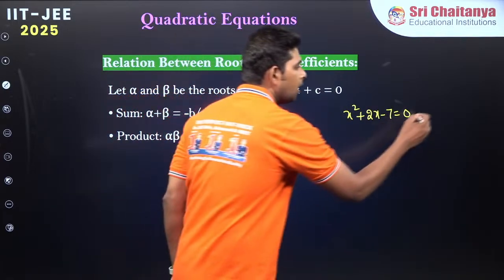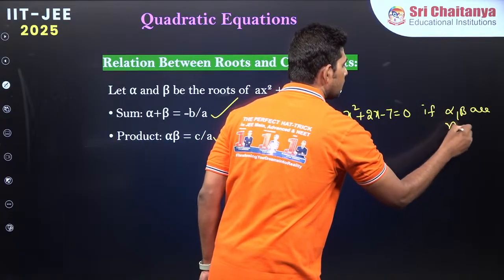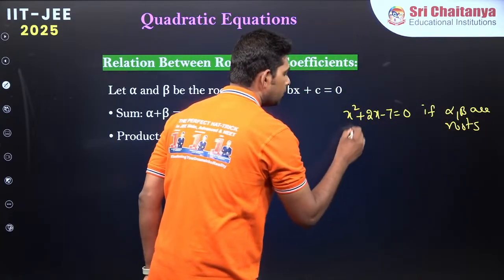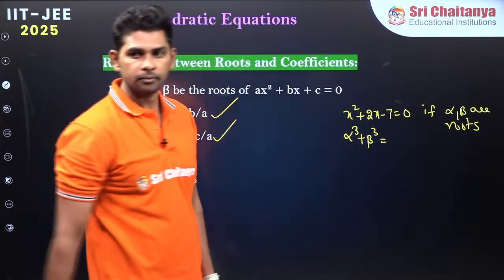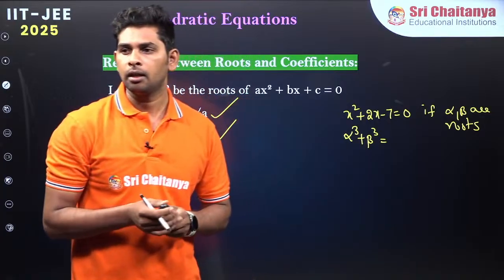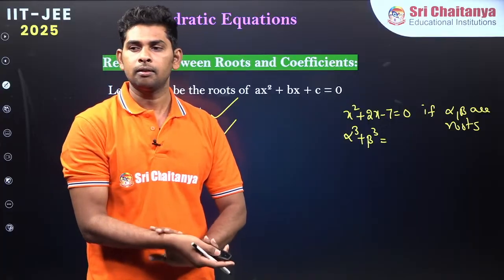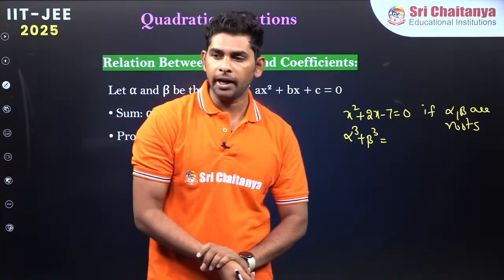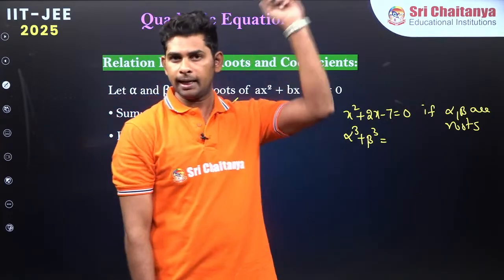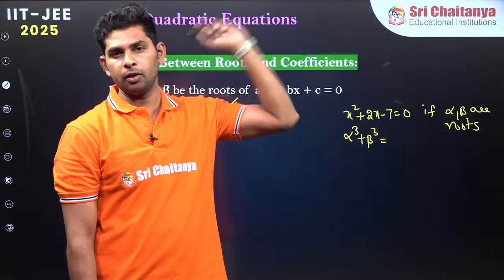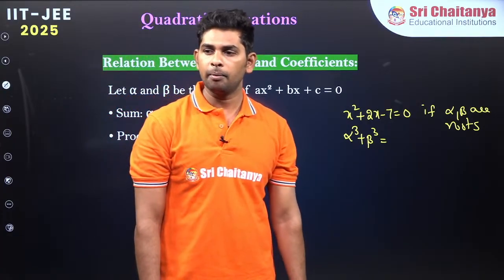But still, if alpha and beta are the roots of this equation, then I am asking you to find alpha cube plus beta cube. Give me the value of this. Try to find that. Use the identities we were taking in real numbers, the alpha cube plus beta cube formula. Everybody is getting different answers: minus 8, minus 2, minus 9.